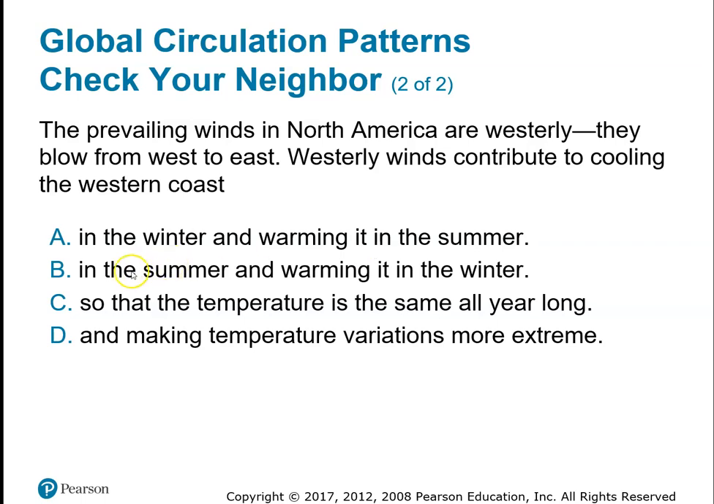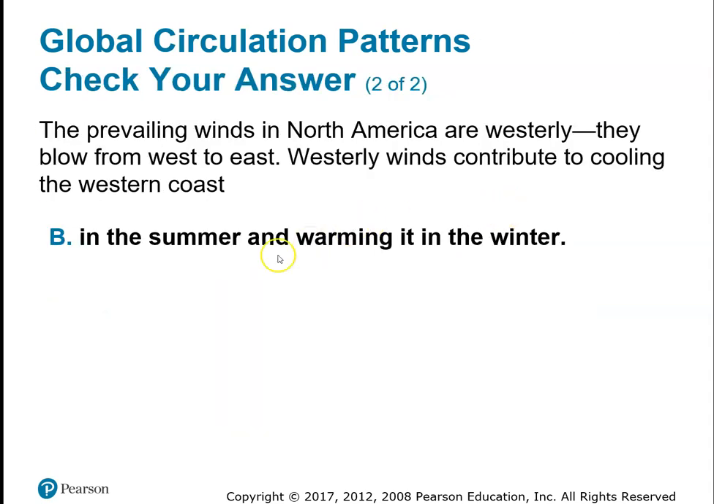The cooling in the, no, that can't be it, right? Because it's not going to cool it more in the winter. So cooling in the summer and warming in the winter. That actually sounds right. Let's see, what's the next answer? So that the temperature is the same. Oh, no, that's not true. Making the temperature variations more extreme. No. So it cools the western United States in the summertime and warms it slightly in the wintertime. All right, so there it is.